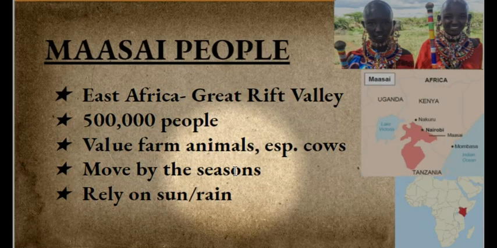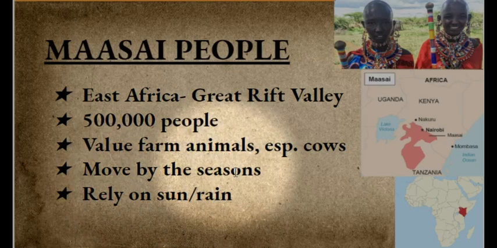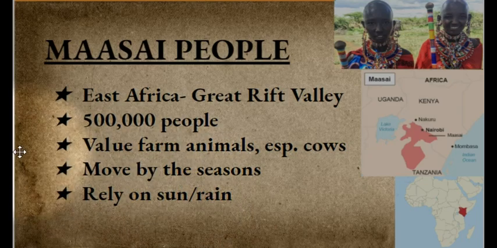So they don't stay in one area all year long like we might. They move based on the seasons because they rely especially on sun and rain to help with their crops and with their animals. Crops and animals cannot survive if there's too much rain or too much sun, so they move based on that. And we're going to see those elements in the story as well.